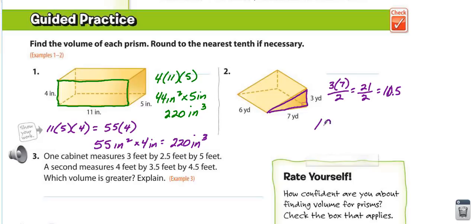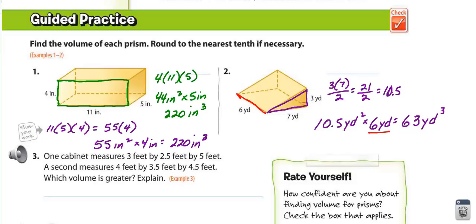So if I take the 10.5, that's 10.5 square yards, and I multiply it by 6 more yards, I'm going to get 63 cubic yards. So this would be 63 cubic yards because my last multiplication was right here. This 6 yards, I multiplied it by that amount, and I ended up with 63.